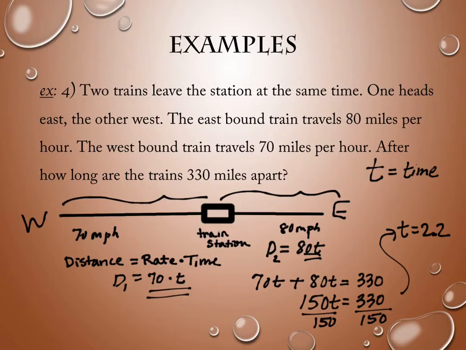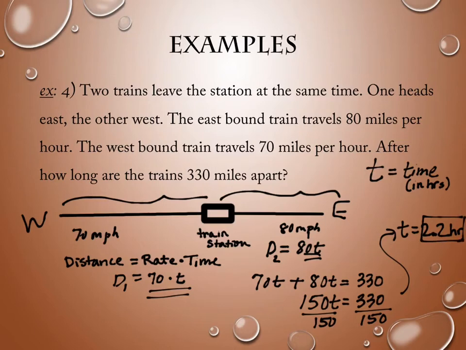Hours. And I did a terrible job of modeling for you, so I'm going to go back up and fix it. This would be time in hours. Why is it in hours? You're right, but why? Yeah, because the speed's in miles per hour. So whatever the unit of time is, that's going to still be the unit of time. So it will take 2.2 hours for the trains to be 330 miles apart.